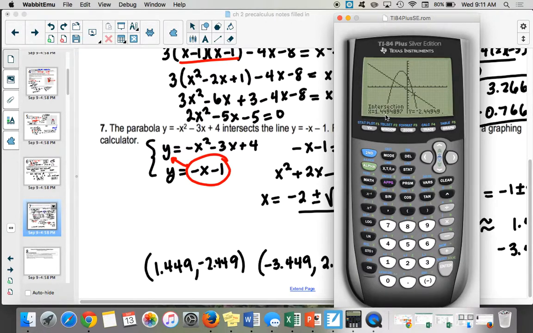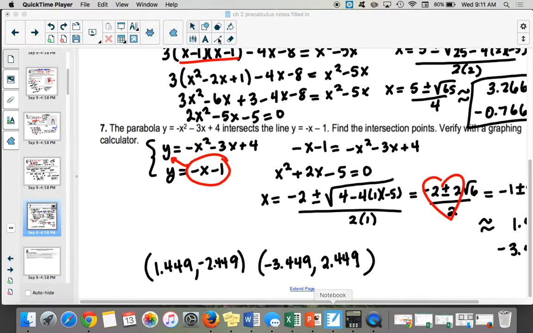So we have 1.449 and negative 2.449. Well, that's this other one. Does it make sense? So we got all the answers. Perfect. All right.